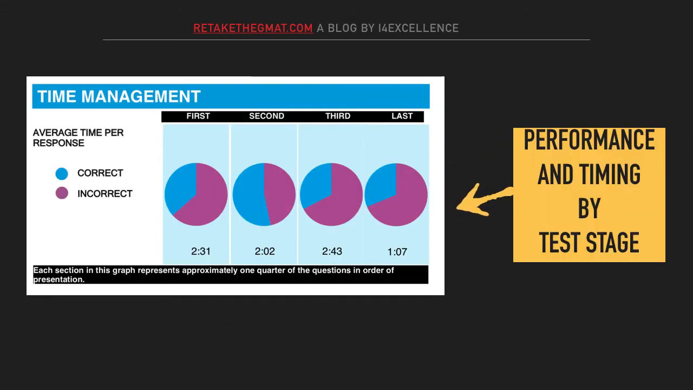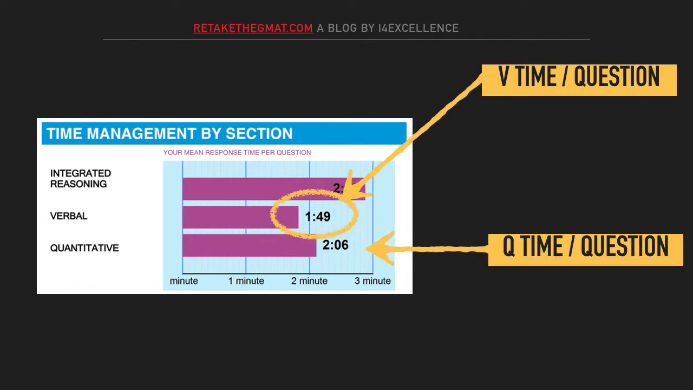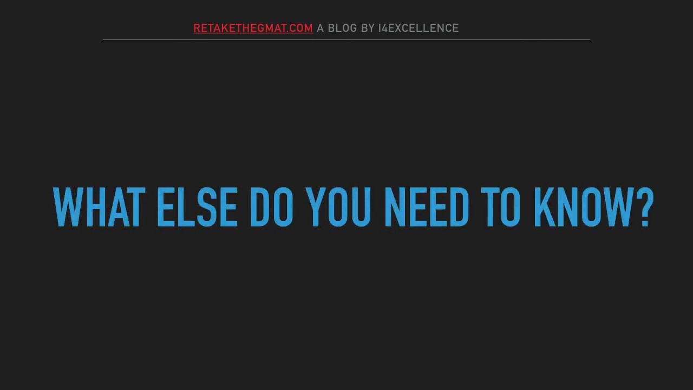It also looks at your time management across the different phases of the test in quant and sees how your performance in terms of right and wrong was affected by the amount of time you had to answer each question. It also looks at your time management overall across the different sections: verbal, quantitative, and integrated reasoning. So, how complete is that information? And more importantly, what else do you need to know?